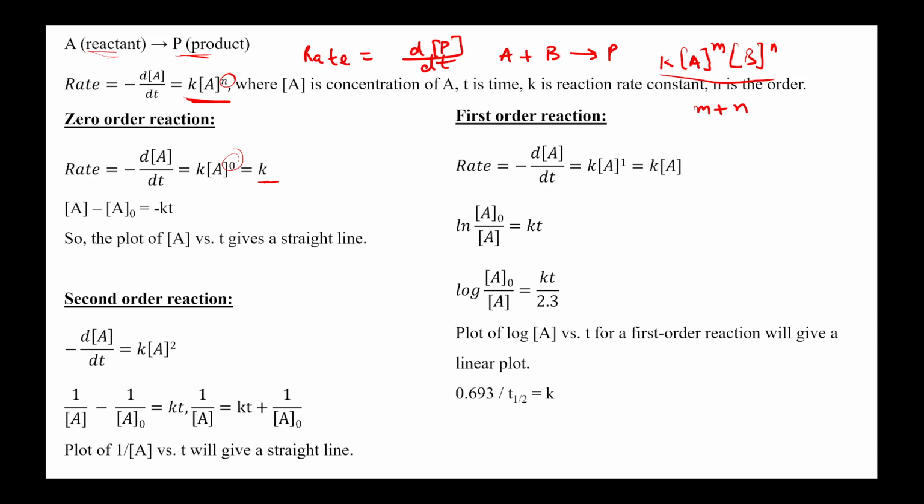For a zero order reaction, we have a different equation. For first order reaction, we have a different equation here, and then for the second order reaction, we have a different equation, which we'll see when we are solving the question. We will be using these equations. So I have just added one extra slide to give you an idea that these are the major formulas that we are going to use.